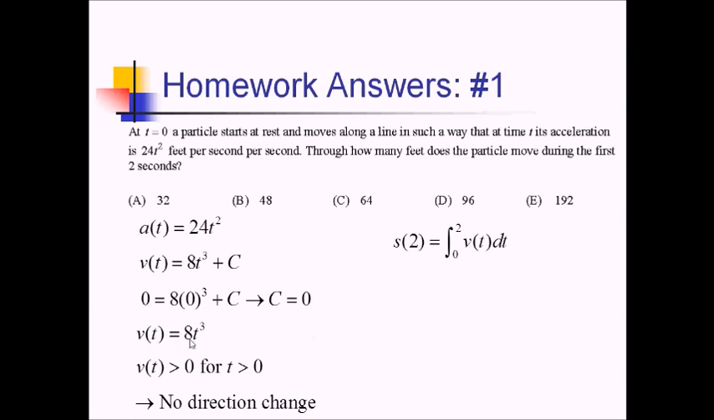Antiderivative of 8t cubed, this bumps up to a 4. Dividing by that, we've got 2t to the 4th. And we're evaluating that from 0 to 2. Now this isn't so bad. We have 2 plugged into this thing minus 0 plugged in. Well, that second term is just 0, so really it's just 2 to the 5th power here, which is 32. So that's 32 feet, giving us answer choice A.